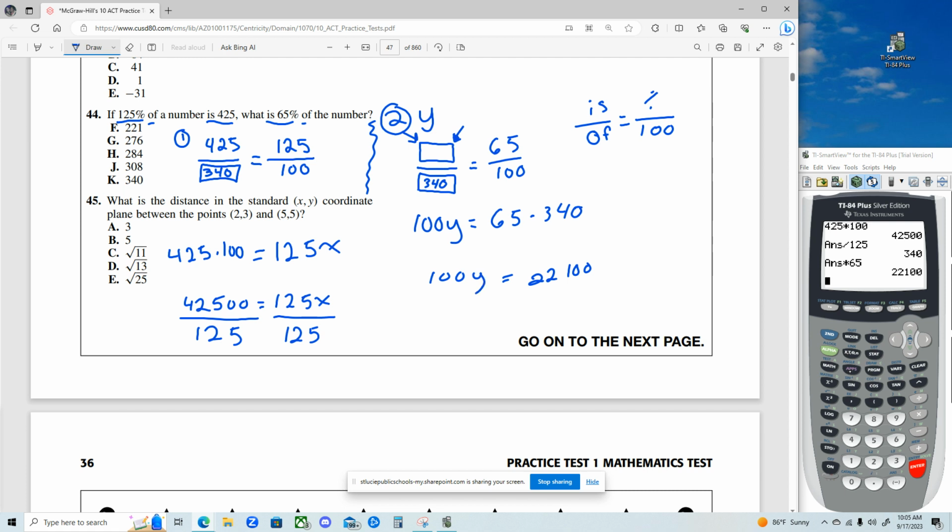100y. So I've got my answer is going to be 221, and I can just prove that on the calculator by dividing both sides by 100. 221. So 221. And we are done with number 44.